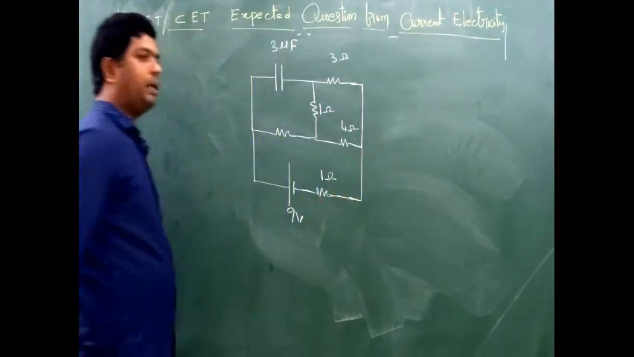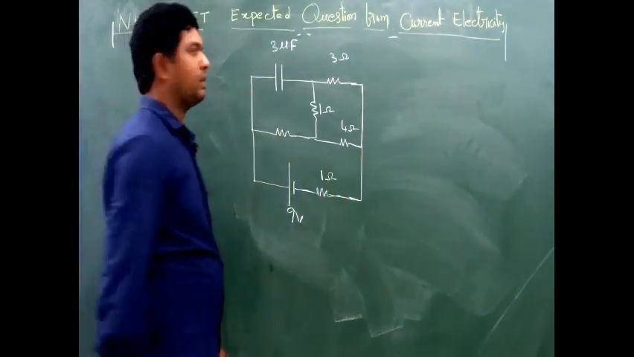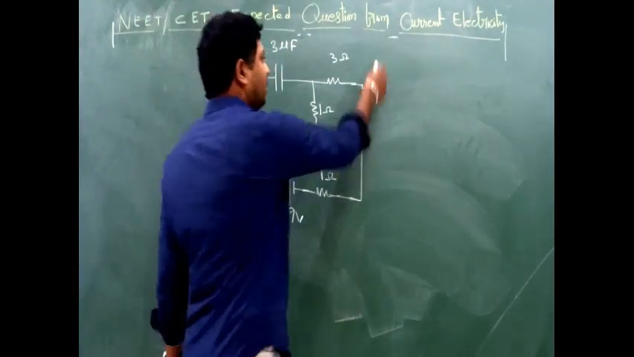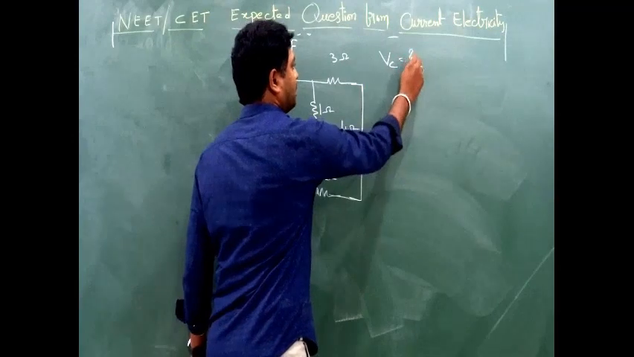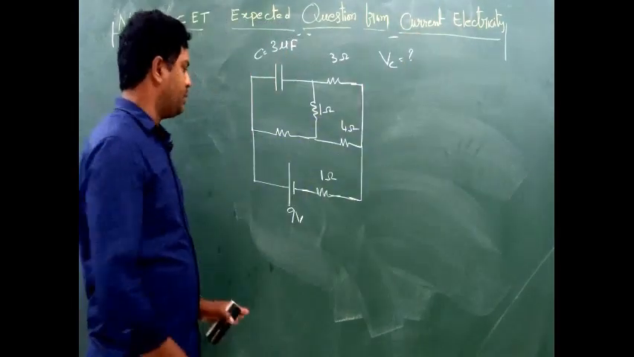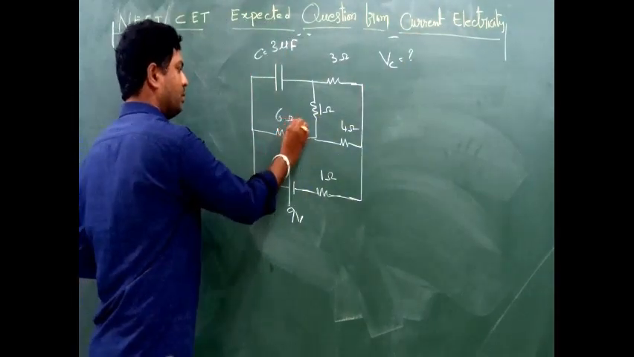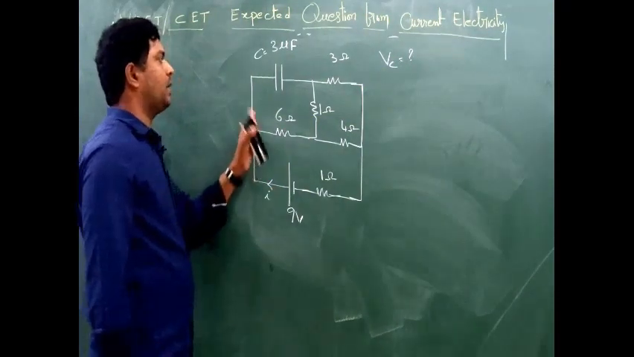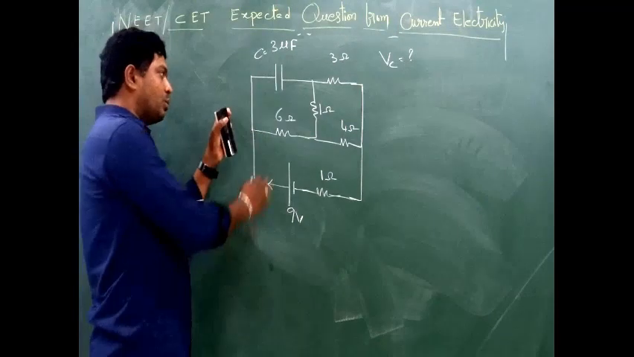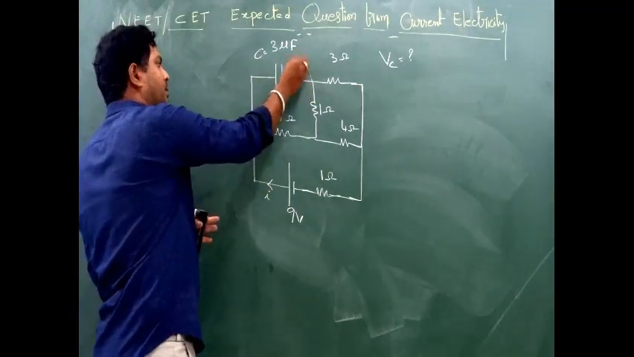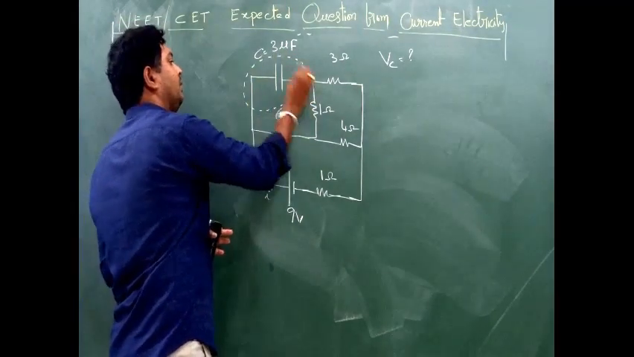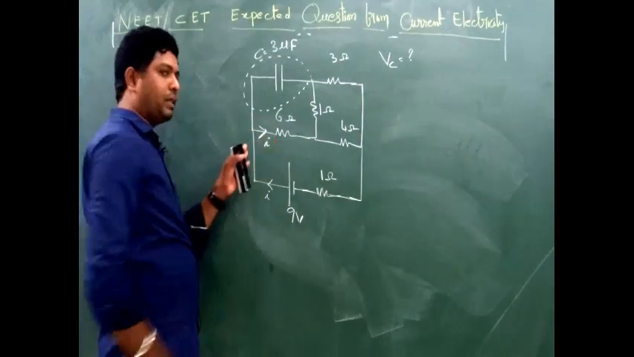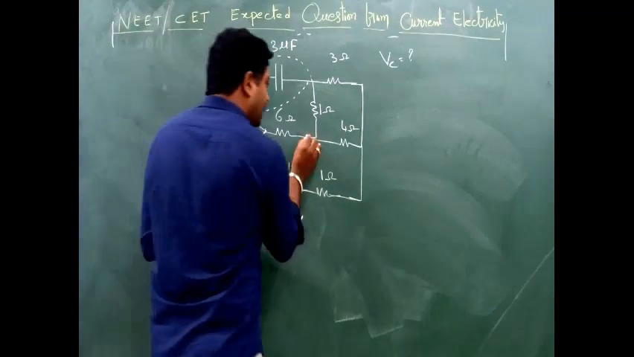It is asking what the potential difference across the capacitor is. What is the potential difference across this capacitor? The simplest way: here I am going to choose that this is the current passing. I said that in a capacitor the current is equal to 0, so this branch itself is treated as open. Whatever the amount of current is passing, it passes through the 6 ohm resistor.